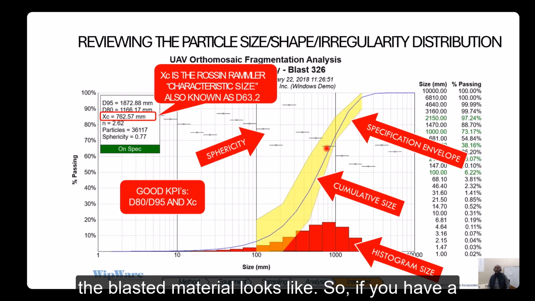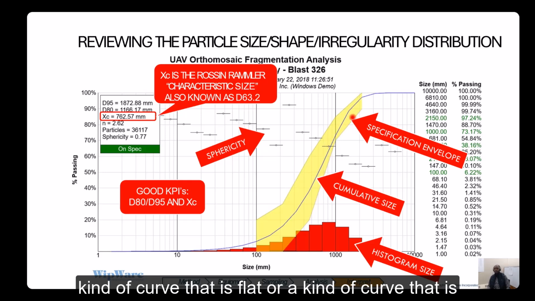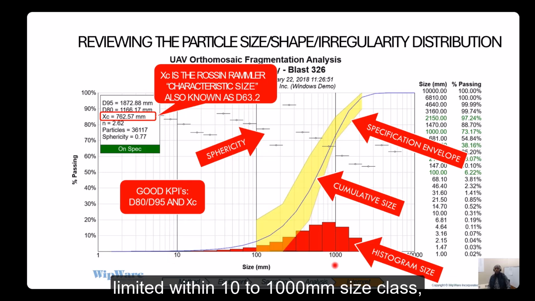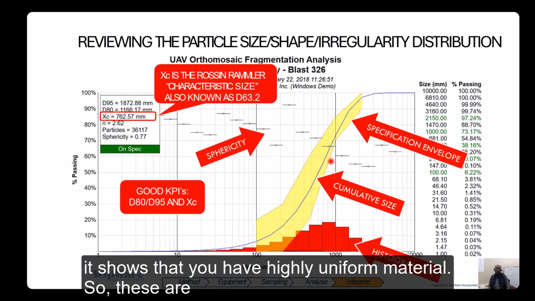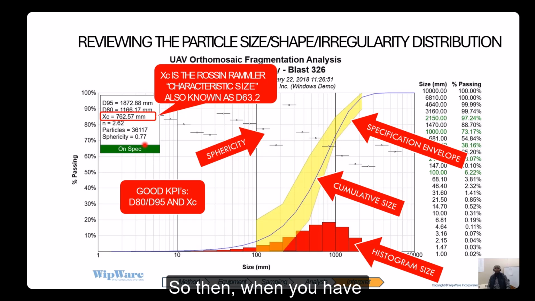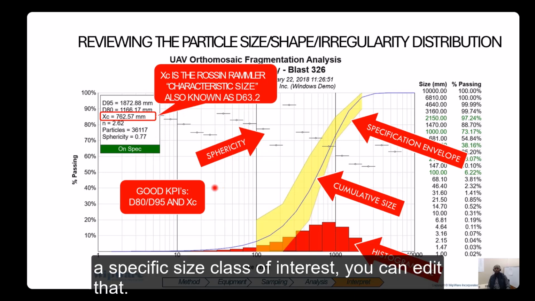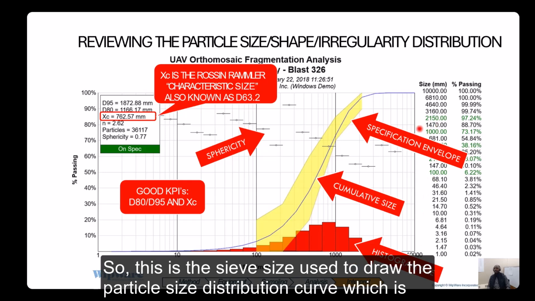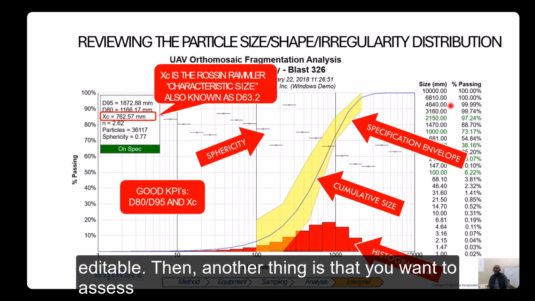The curve is also an interpretation of how the blasted material looks. If you have a curve that is flat, or a curve that is limited within the 10 to 1000 millimeter size class, it shows that you have highly uniform material. These are things that you can use to quantify or qualify your blast. When you have a specific size class of interest, you can edit that. This is the sieve size used to draw the particle size distribution curve, which is editable.